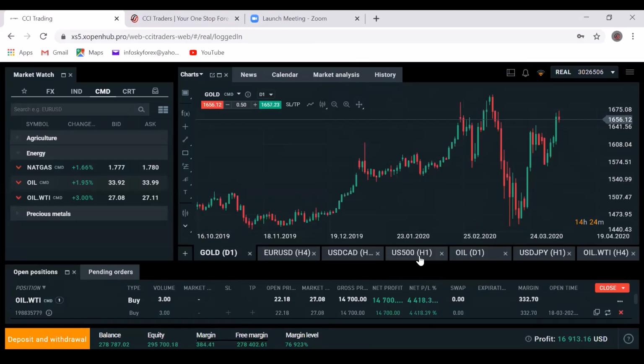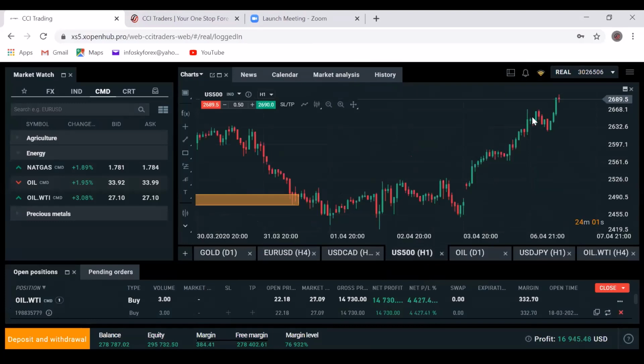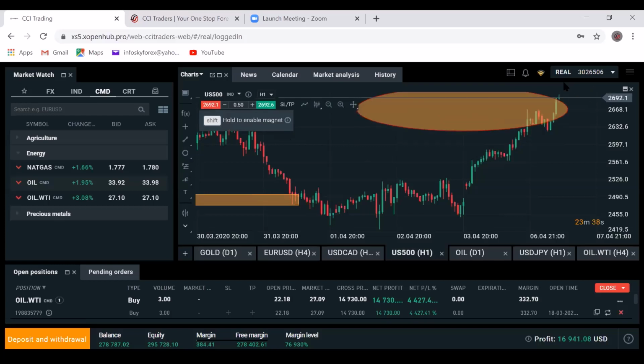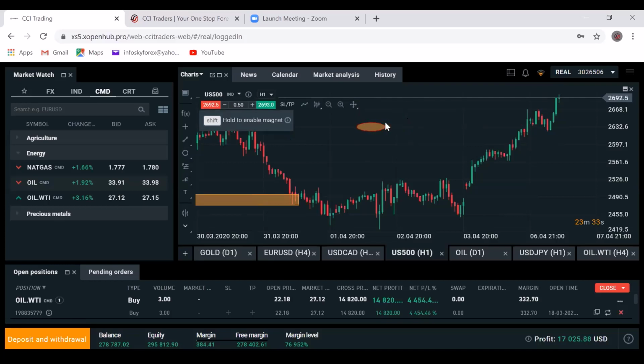We have already sent a signal on the US 500 on a 1 hour chart. You can see that it's on sell zone. US 500 is good for sale at this current price now. Someone can make a very good profit from selling US 500. It's currently at sell zone.